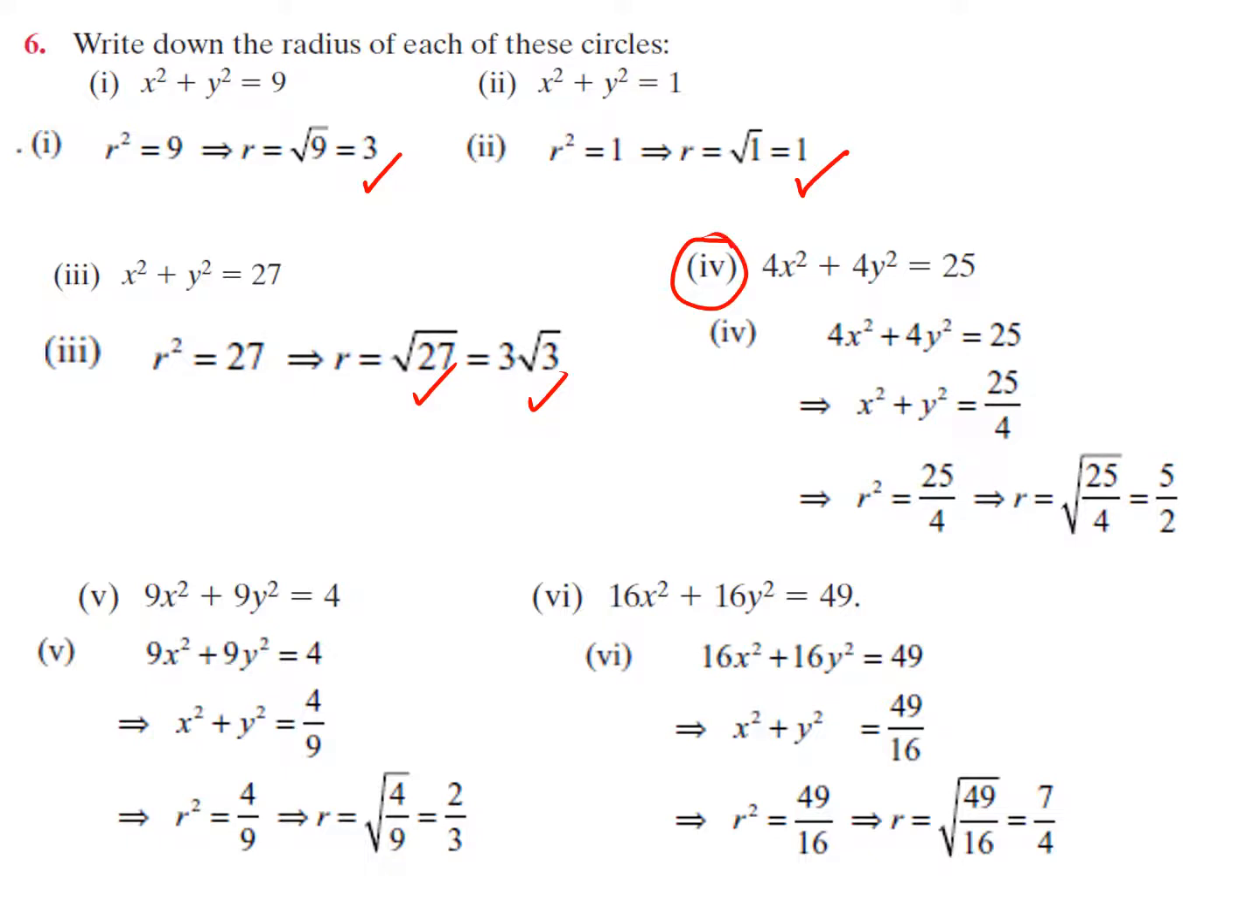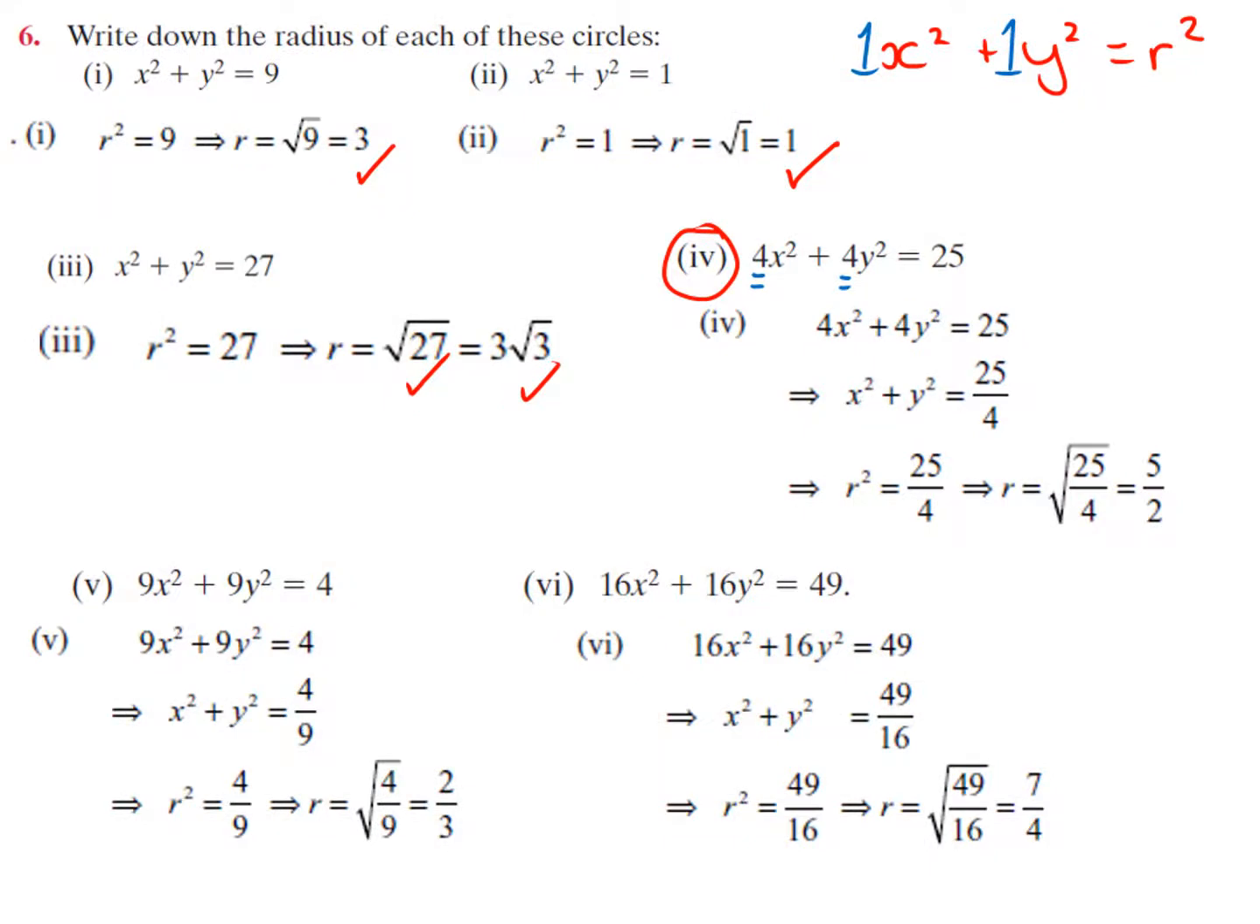Remember that our formula for the circle is x squared plus y squared equals r squared. Similarly, when we talked about the equation of a line, y equals mx plus c, the y had to be on its own, by which I mean a coefficient of 1. The same thing applies here: this is a 1x squared and a 1y squared. Because we have a 4 here and here, the first thing we have to do is divide across by 4. So our final answer here, when we square root 25 over 4, we get 5 over 2.